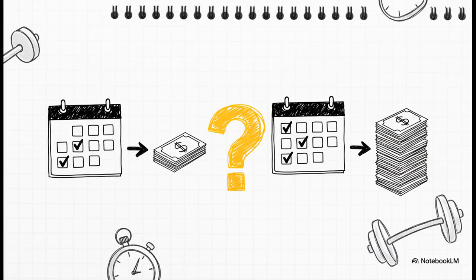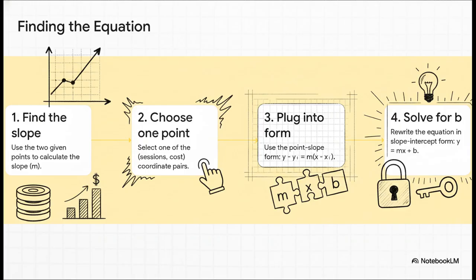Say you're looking at a gym, and they tell you that a membership with 2 training sessions costs $125, but 5 sessions will cost you $260. It kind of sounds like a word problem from school, right? But we actually have everything we need right there to find the blueprint. So how do we crack this?